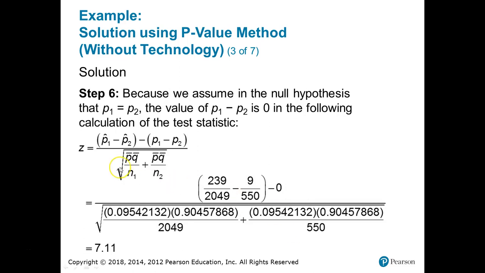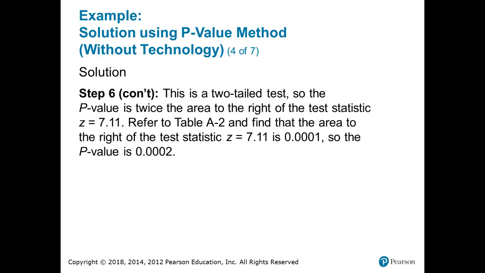So here is our test statistic, and we are assuming the null hypothesis, and that's what we are testing against. So P1 minus P2 is 0. So this equation becomes a long process to type into your calculator, but it's not that complicated a formula. Really, your biggest challenge would be typing into your calculator without any mistake. But when you put it all into your calculator, you get a test statistic of 7.11.